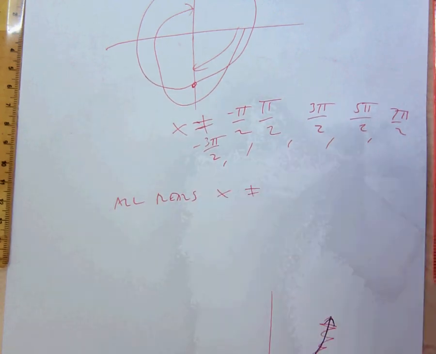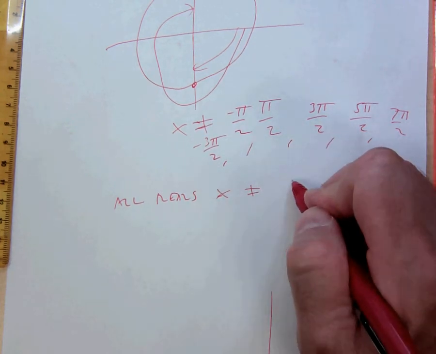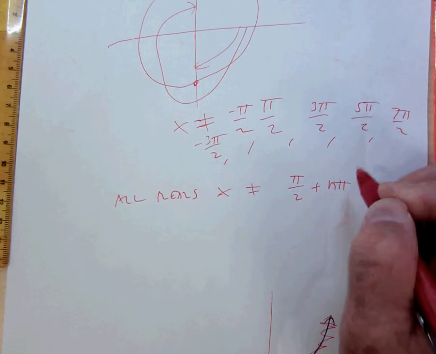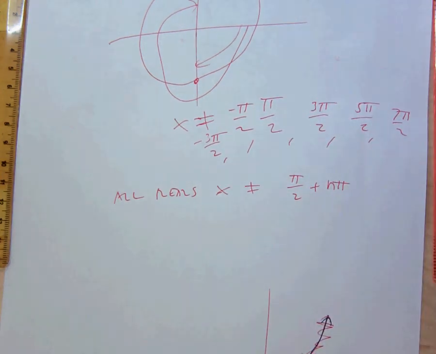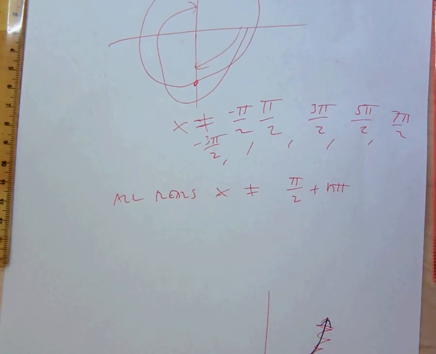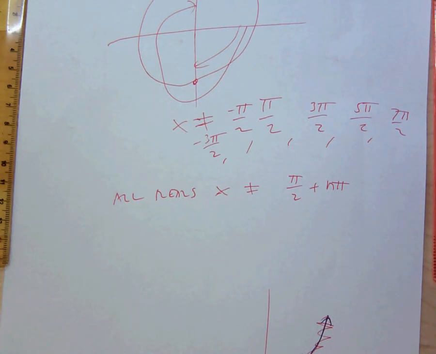The domain is all reals x not equal to what? Pi over 2 plus what? And pi, where n can be any positive or negative what? Integer. Wouldn't that formula cover all of those answers? So you might have to do something like that. Just generalize your answer.